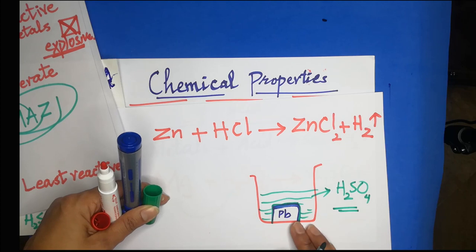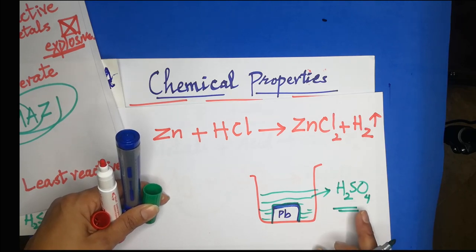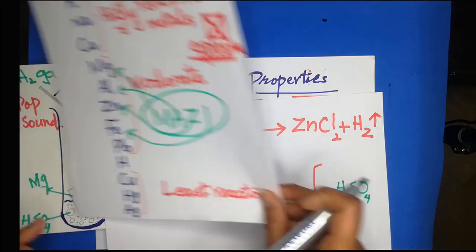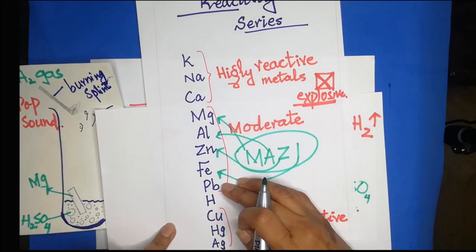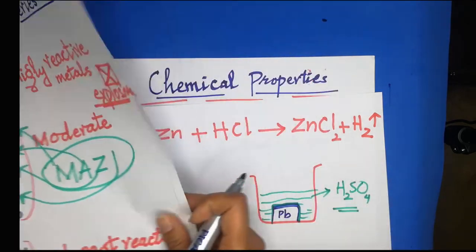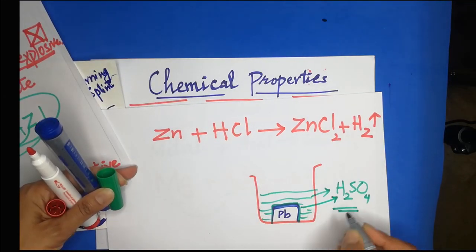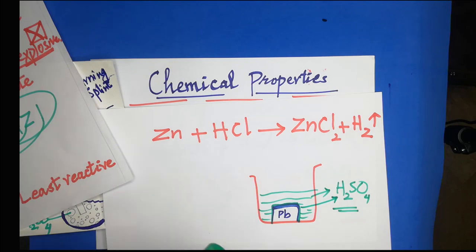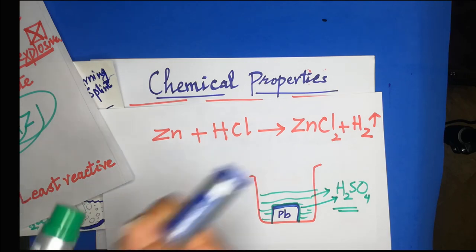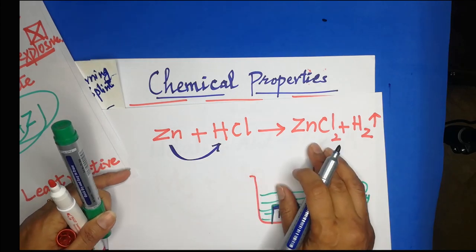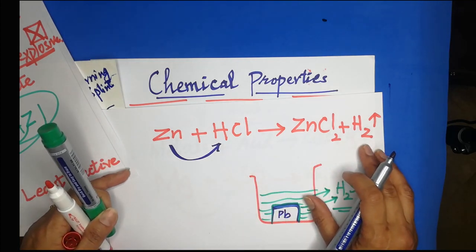So lead is not going to react with the sulfuric acid because lead forms insoluble salts and it is very near to hydrogen. So it cannot displace hydrogen from the acid. If we see the reaction of zinc, zinc is going to displace this hydrogen and form the salt and produce hydrogen gas.